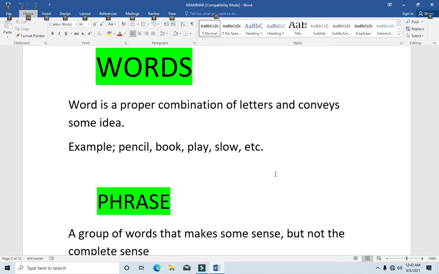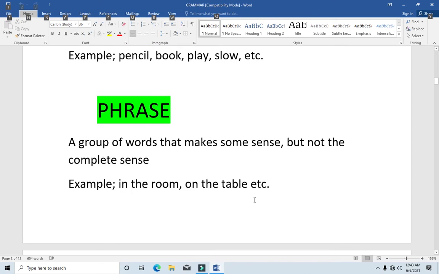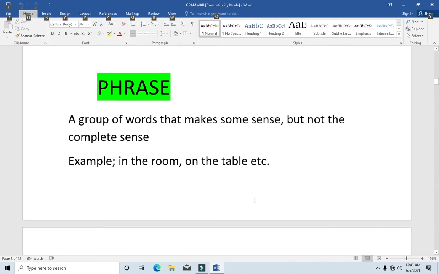Definition: word is a proper combination of letters and conveys some idea. For example, pencil, book, play, slow, etc. But keep in mind, word is a proper combination of letters and conveys some idea. I have just given you the examples.